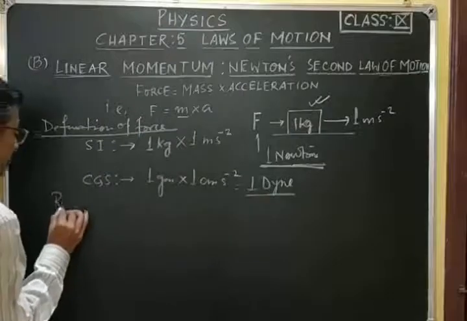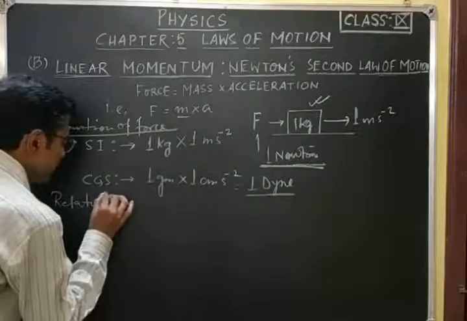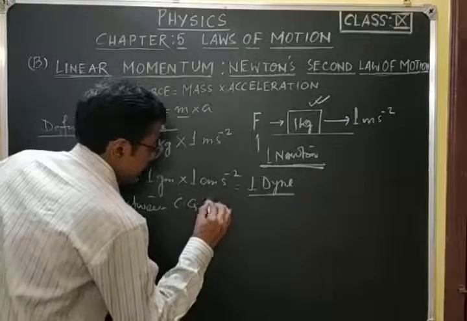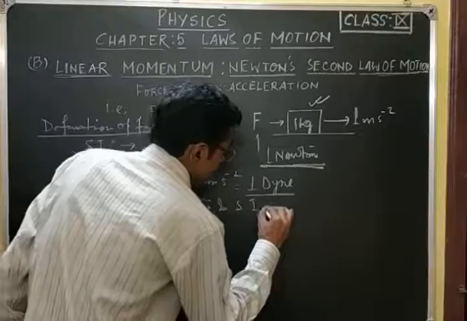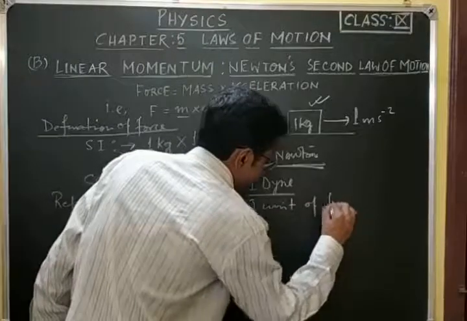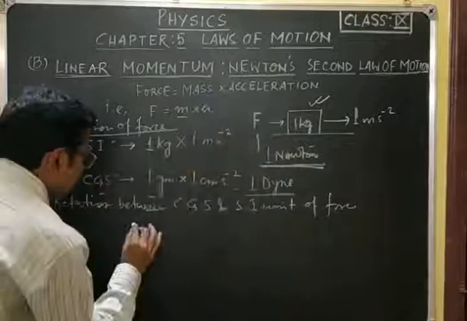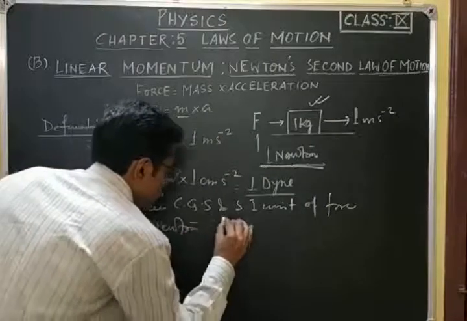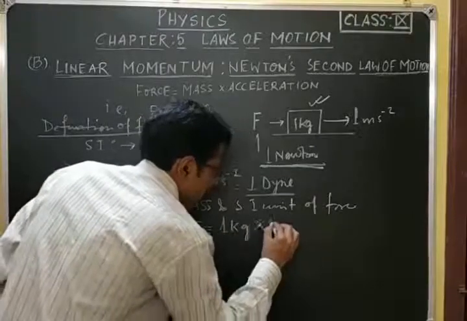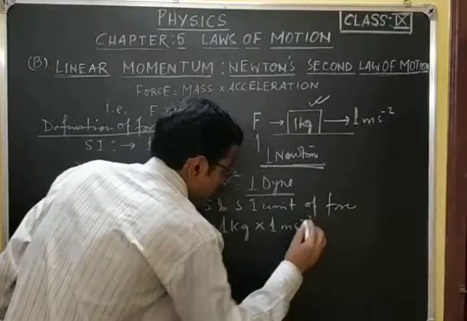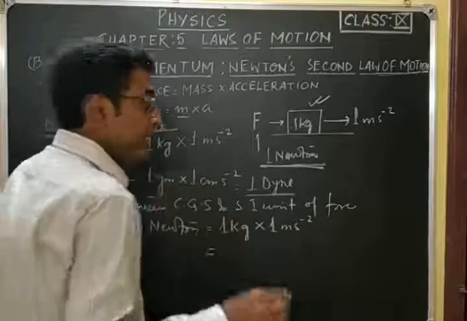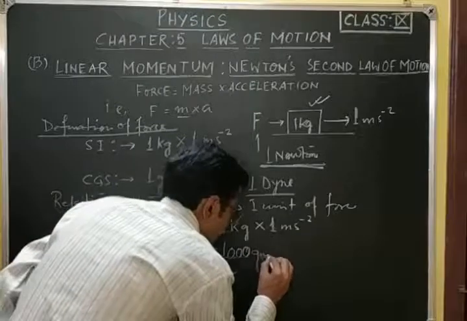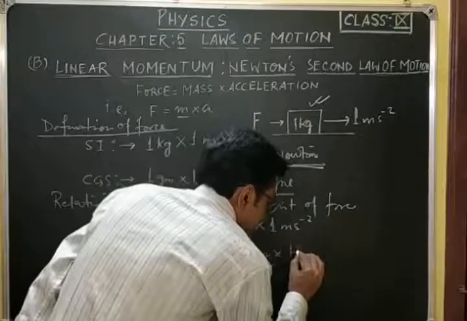So very quickly, the relation between CGS and SI unit of force. I can start the derivation like this. 1 Newton equals 1 kg into 1 meter per second square. Now I'll convert kg into gram. So 1 kg is 1000 gram and 1 meter means 100 centimeter.